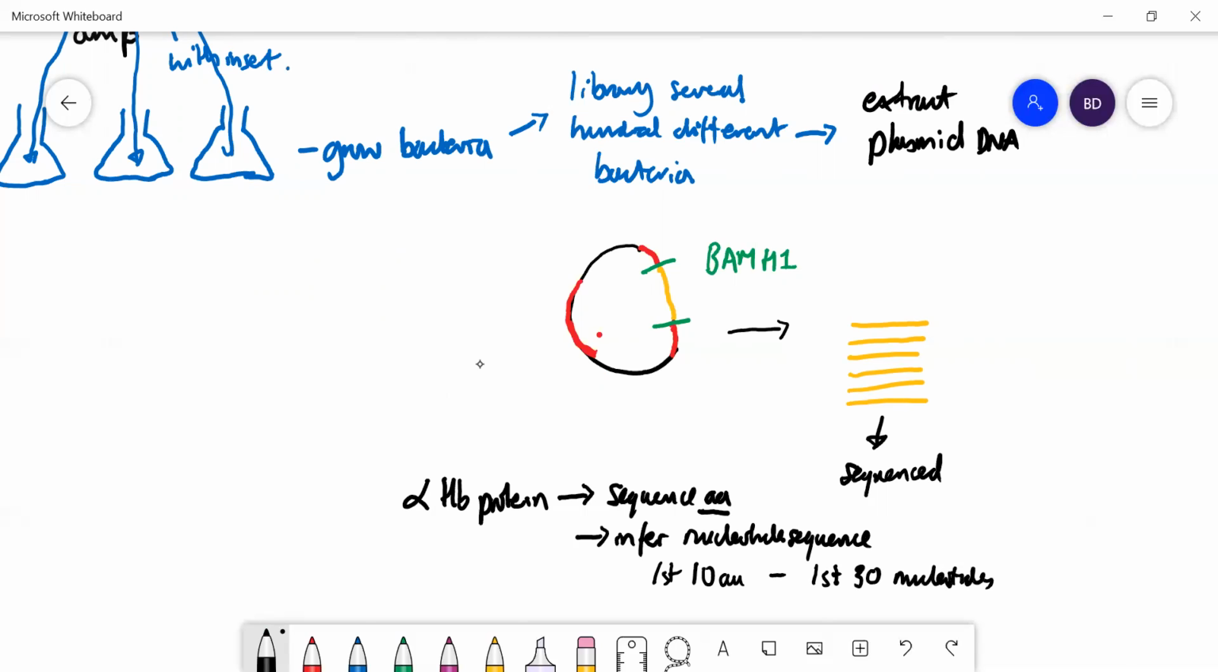And you could just look for that 30 nucleotide sequence, which is a lot easier than looking for the entire gene. So that's an early approach to how multiple copies of bits of DNA were obtained by using a cDNA library.